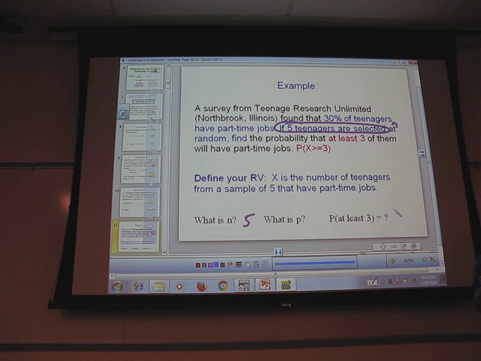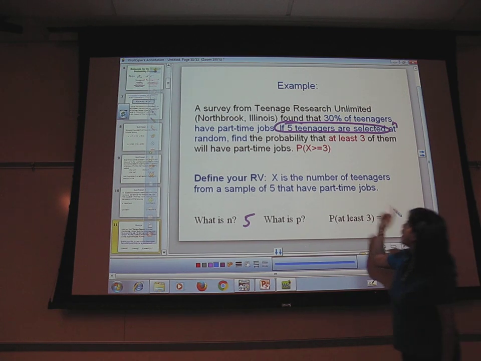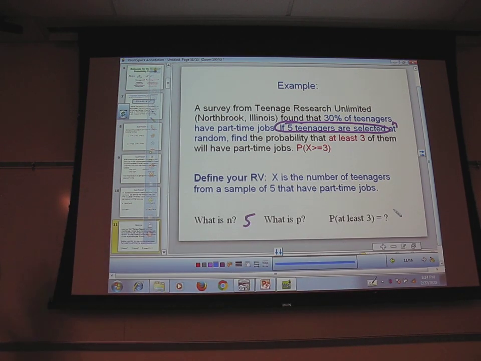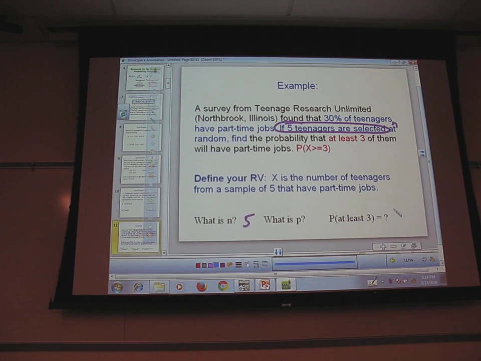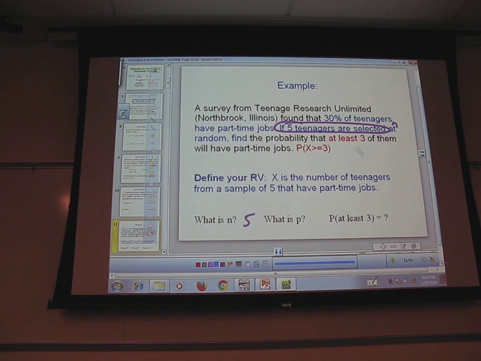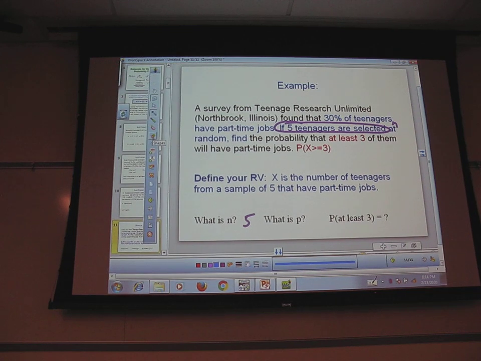Everybody okay with that part? So the little p is what? It's for the whole population. If you think about it, it doesn't have anything to do with your n and your p. It's about everybody. Out of everybody, what's the probability that they have a part-time job? 30%. Good.